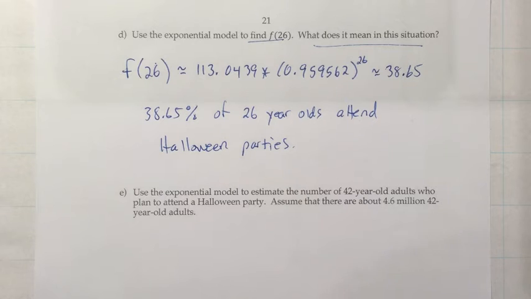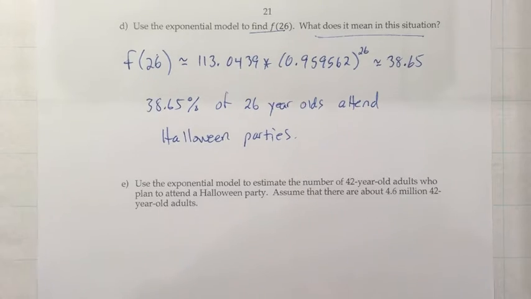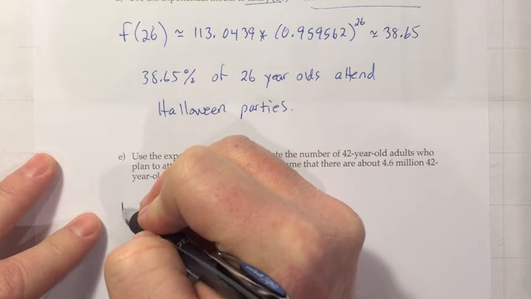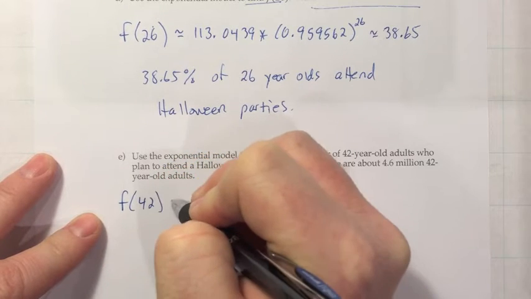All right, let's look at the last part. Use the exponential model to estimate the number of 42-year-olds who plan to attend a Halloween party. Assume that there are about 4.6 million 42-year-olds. All right, this is just a small twist on what they asked above. The first thing I would do is get the percentage by doing f of 42.